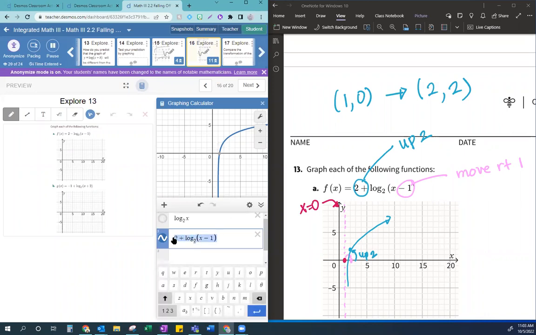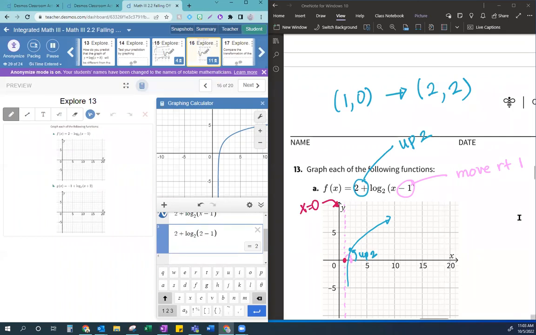Even better yet, what you're going to do is you're going to plug in your point, that point 2, 2. And I better get it. When I plug in 2 right here, I better get out 2. I did. Okay.